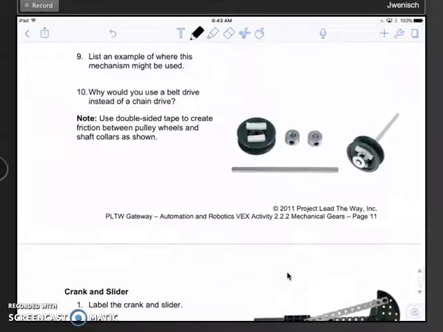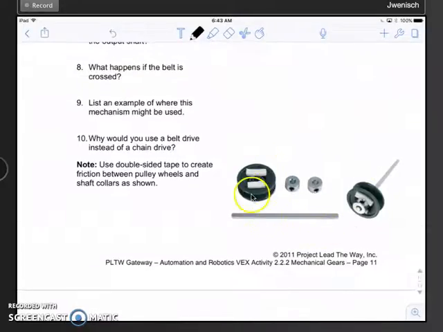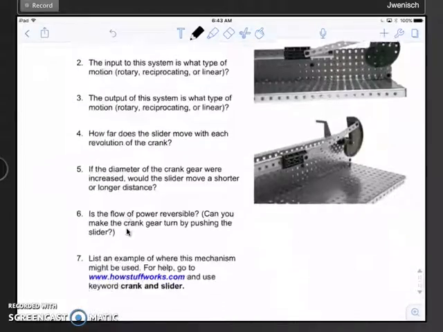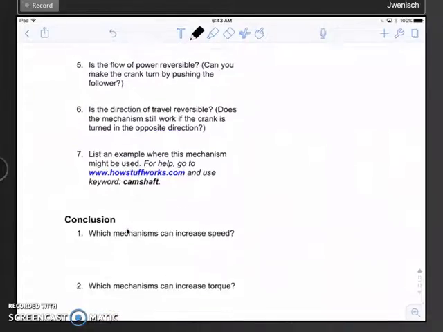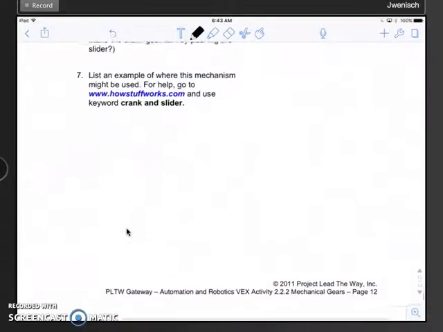And in order to get the belt drive to work, you do need to use either double-sided tape or some way to create some friction between the collar and the pulley wheel. So you can just take tape and wrap it up and stick it in there, and that should be enough. Crank and slider and cam and follower. So some people might be doing a couple of them.